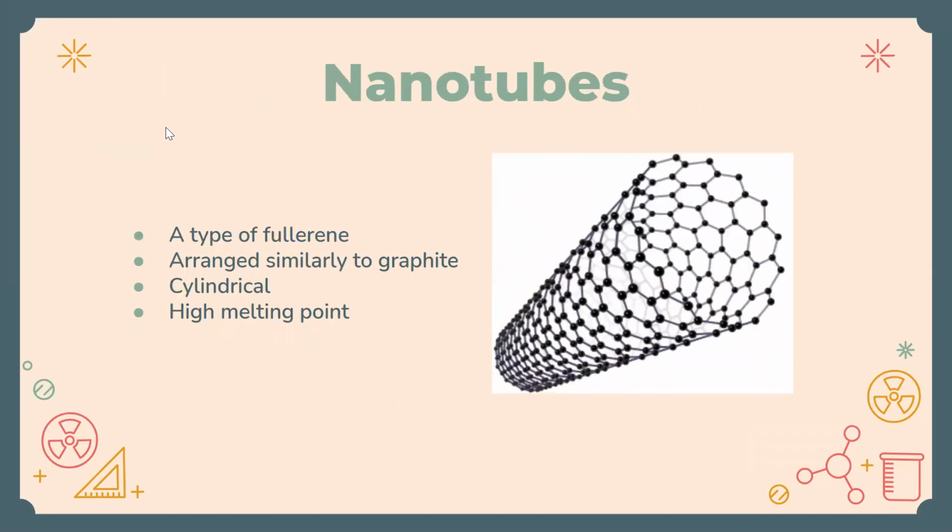Carbon nanotubes are a type of fullerene. A fullerene can be defined as a hollow carbon structure that forms either a closed cage known as a buckyball or a cylinder. These cylinders are what we know as nanotubes.